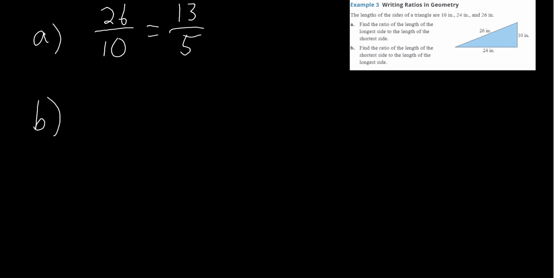B, find the ratio of the length of the shortest side to the length of the longest side. So the shortest side is going to be 10 inches. So basically just backwards, right? 10 over 26, and of course that reduces down to 5 over 13, which is basically again just the inverse of A.